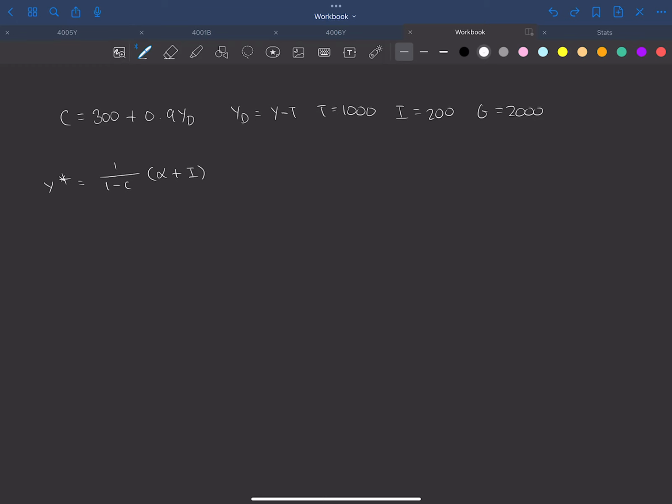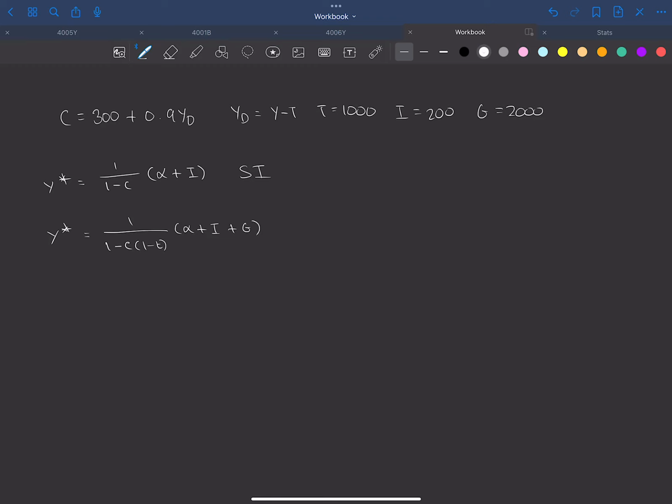Then your second stage, which introduces the public sector, the general formula is: 1 over 1 minus C times 1 minus T, in brackets, alpha plus I plus G.